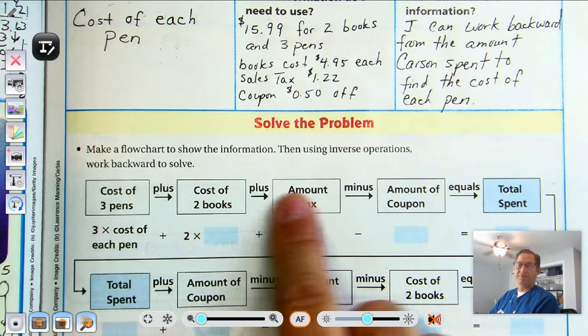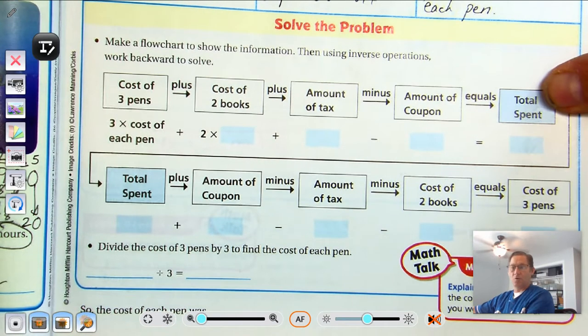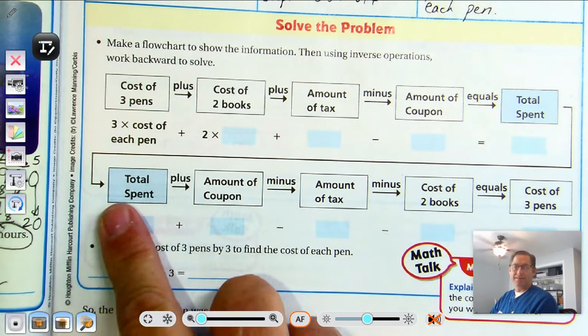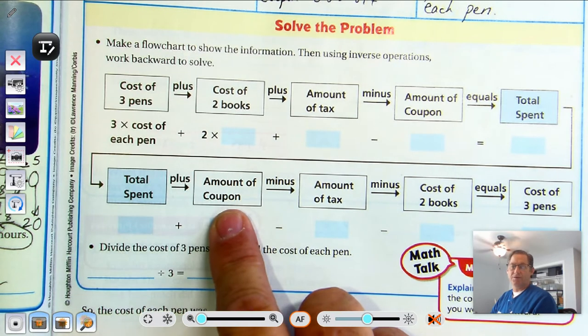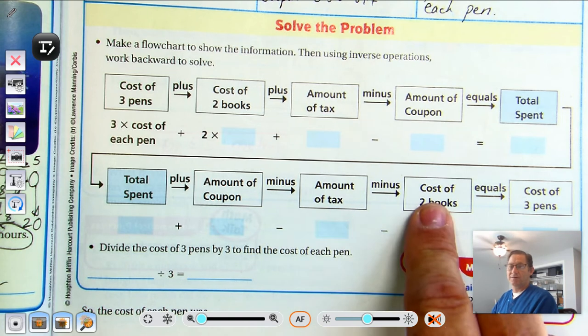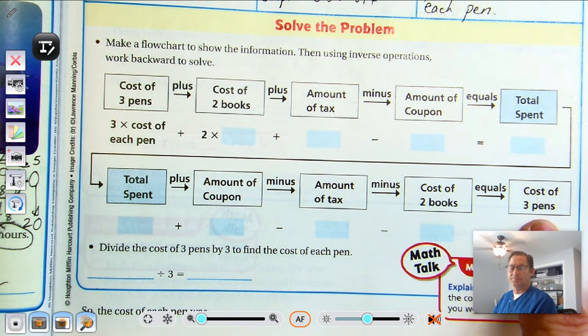So this is kind of all the information they gave us. Okay. And then we're going to take that information and work backwards. Okay. So this is the last one going from the information in the problem. And then we're going to go backwards from the total amount spent. We're going to add the amount of the coupon because that was 50 cents off. So we have to put it back on. We're going to take away the sales tax because that wasn't part of the cost of the books or the pens. We're going to subtract the cost of the two books because we're not trying to find the cost of the two books. We already know the cost of the two books. And when we do all that, that's going to leave us the cost of three pens.